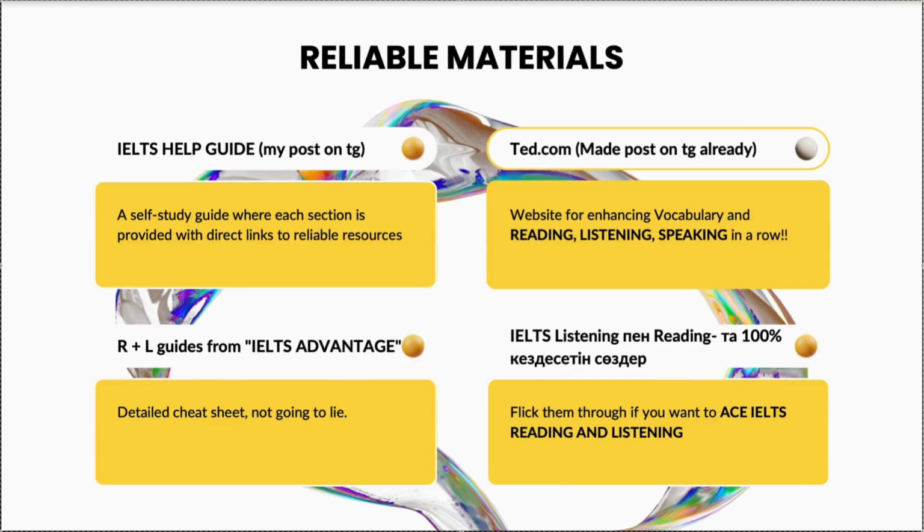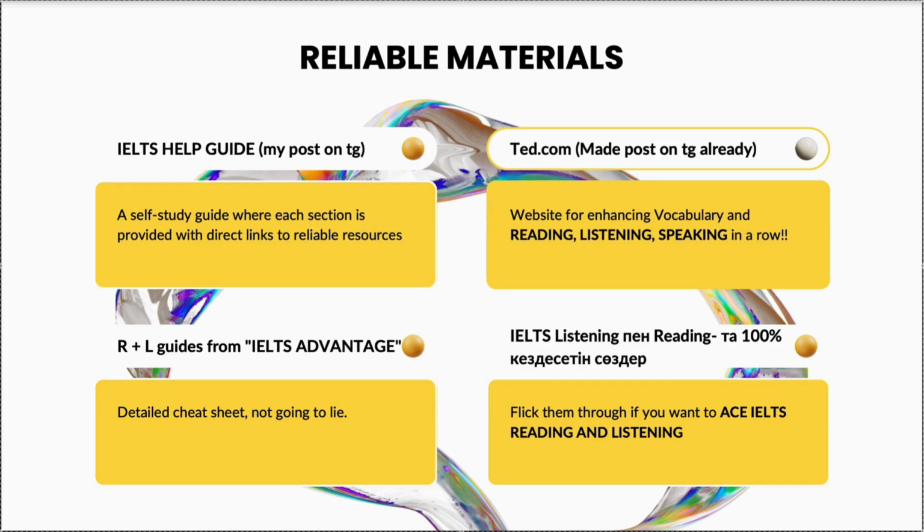Just move on. And in terms of reliable materials, it's a collection of my posts on my Telegram channel Fluent Future. IELTS Help Guide is a self-study guide where each section is provided with direct links to reliable sources. I already uploaded it today, so check that please. Reading and listening guides from IELTS Advantage, a detailed cheat sheet, not gonna lie, it's a 100% reliable source. Chris Pell, basically the owner of IELTS Advantage, is like the god of the IELTS industry.